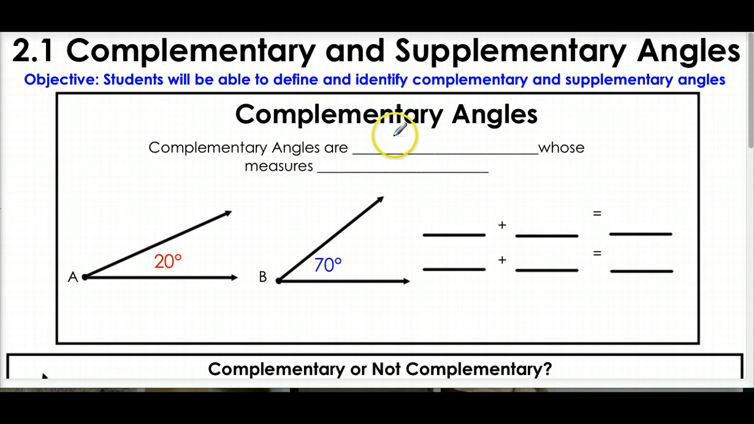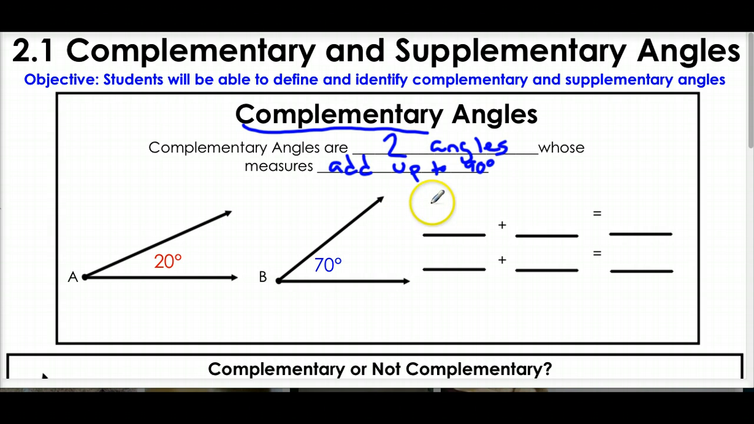So let's start with complementary angles. Complementary angles are two angles whose measures add up to 90 degrees. Remember, complementary is the 90-degree one.